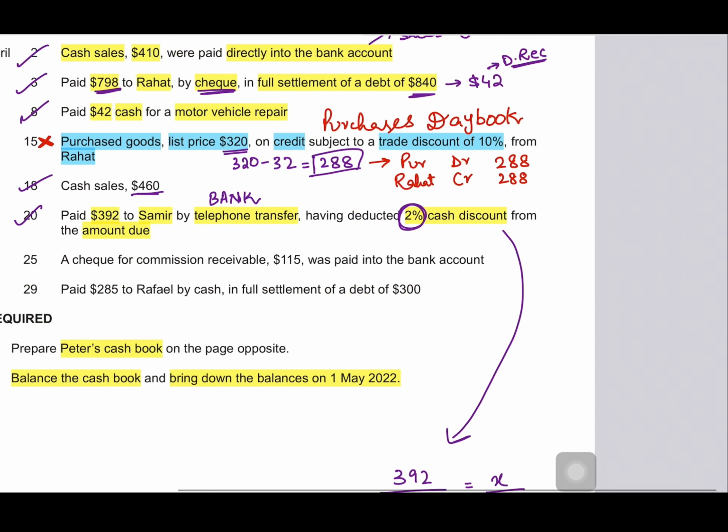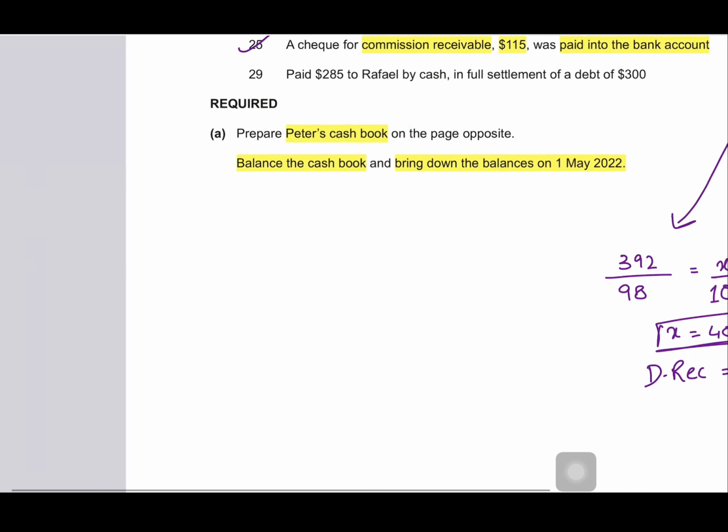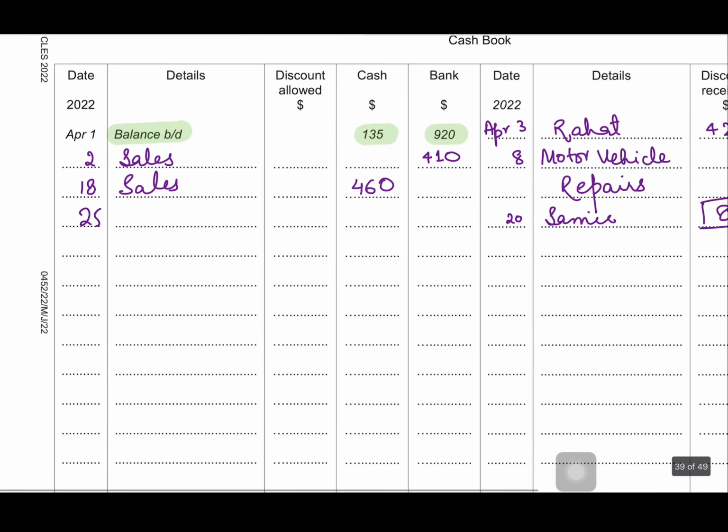This is how we can calculate the discount received if we are given the post discount value and we have to find out the trade discount or the full value of the transaction. Now moving towards 25, it says a check for commission receivable 115 was paid into the bank account. What is this? Is it an income or expense? It's an income. Commission receivable, we are receiving that commission, so it will be debited in the cash book in the bank column. $115 on April 25, commission receivable 115.